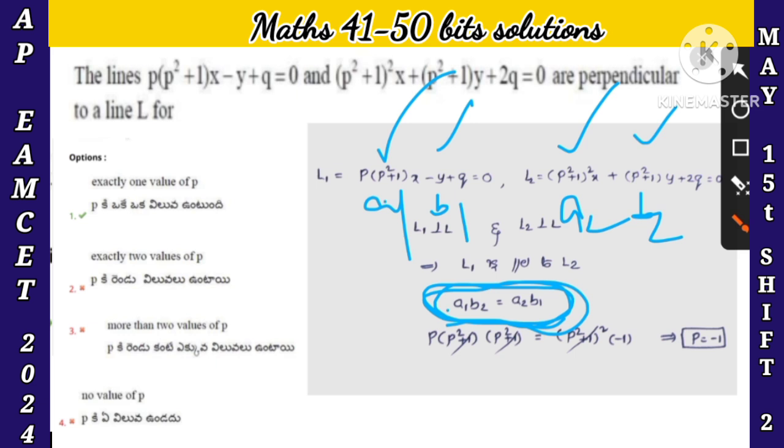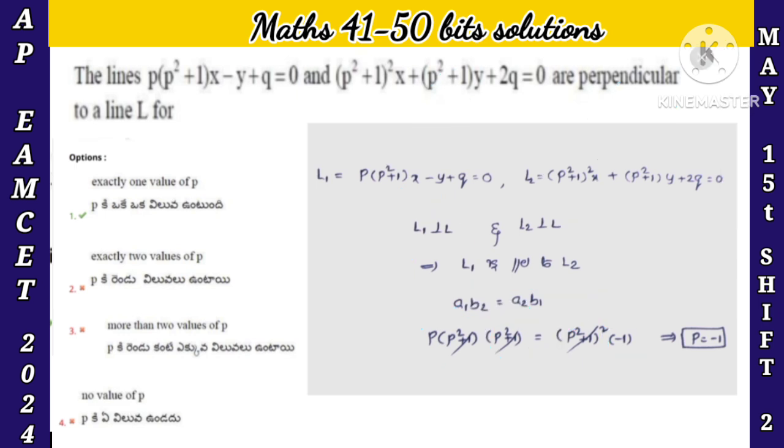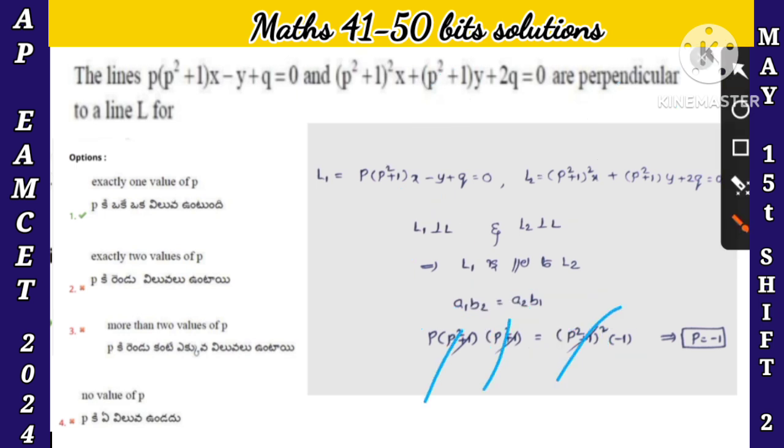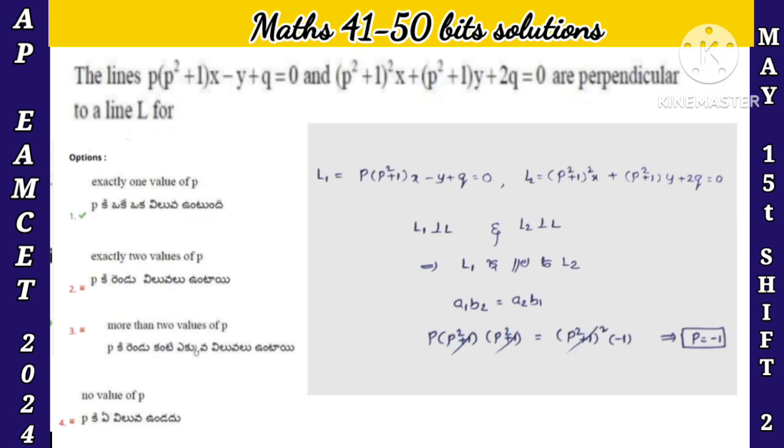a1 is p(p² + 1), b2 is p² plus 1, a2 is (p² + 1)², b1 is minus 1. Now here (p² + 1) squared cancels. So the value of p is equal to minus 1. That is, the answer is exactly one value of p. The lines are perpendicular to the single line. Okay, this is also a very easy concept.